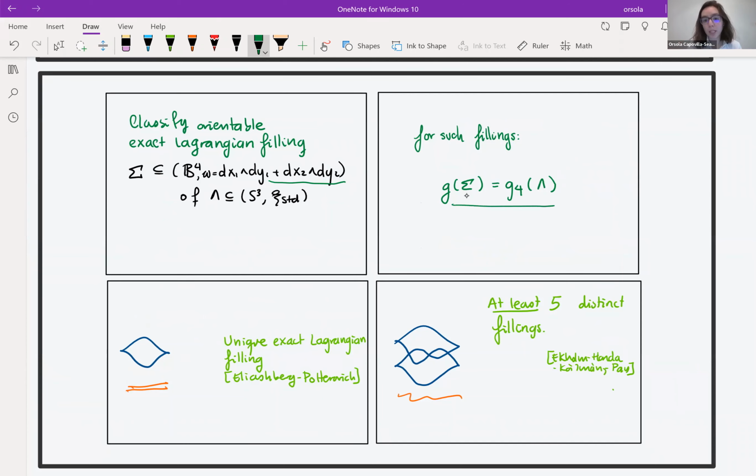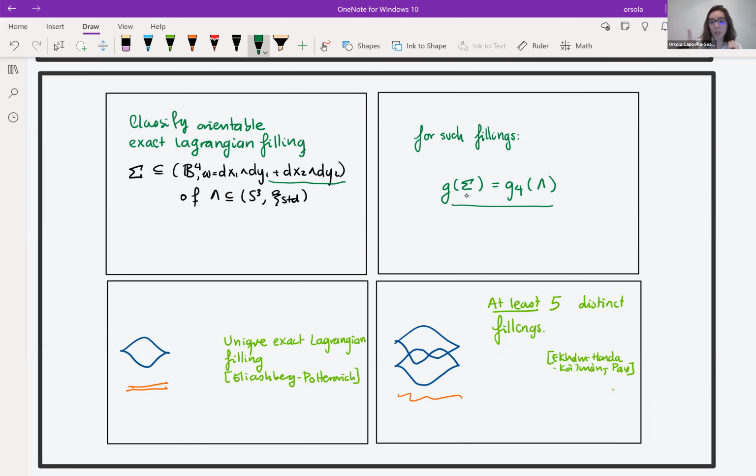They always realize the smooth 4-ball genus of the knot. So for example, a trefoil will only have genus 1 exact orientable Lagrangian fillings. And we want to classify these up to Hamiltonian isotopy, which is a smooth isotopy of surfaces that only passes through exact orientable Lagrangian fillings. And although we have this topological obstruction, this is still really difficult.